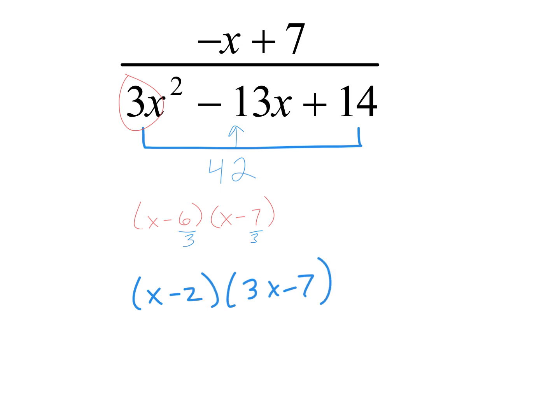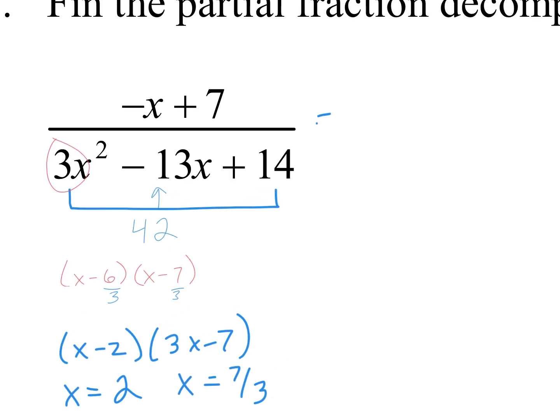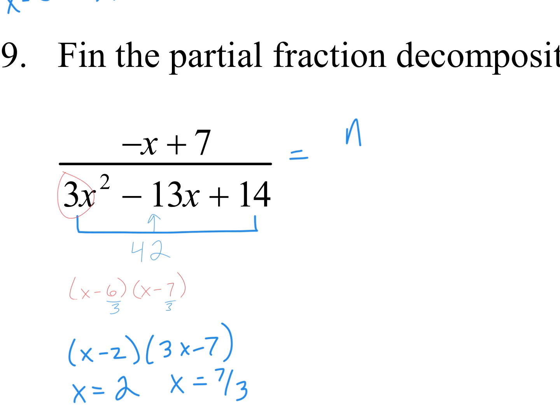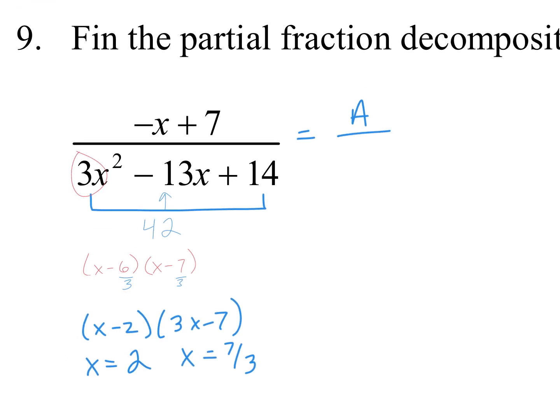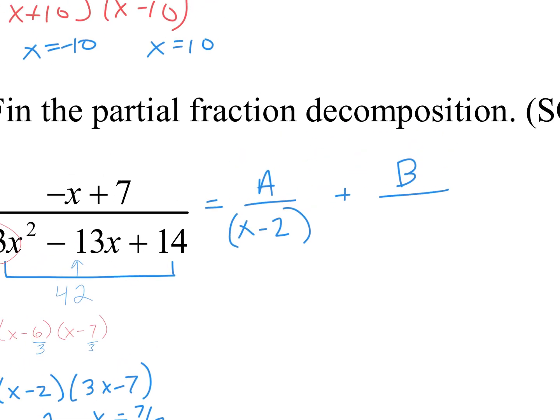Everybody with me? Go ahead now and tell yourself, what are the 2 numbers you're going to use to evaluate? If you were to set each parenthesis equal to 0, what are the 2 numbers you're going to use to evaluate? X equals 2 and x equals 7 over 3. All right, are fractions our most favorite thing to work with? No, but you guys might have them. So let's set up our partial fraction decomposition and then solve it. So I have A over x minus 2. If you want to put the other one first, you can. Plus B over 3x minus 7.